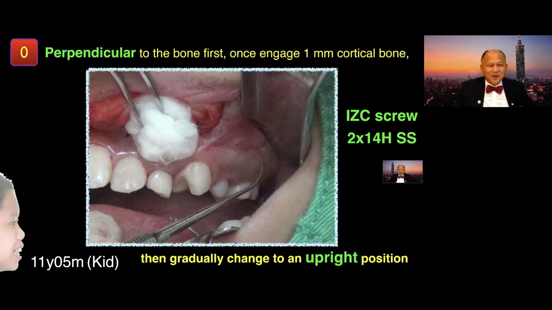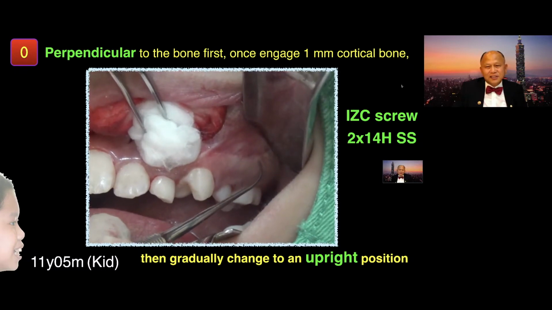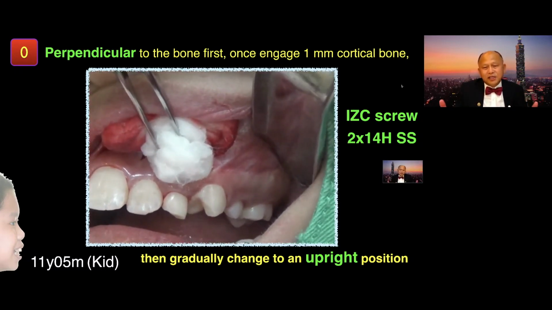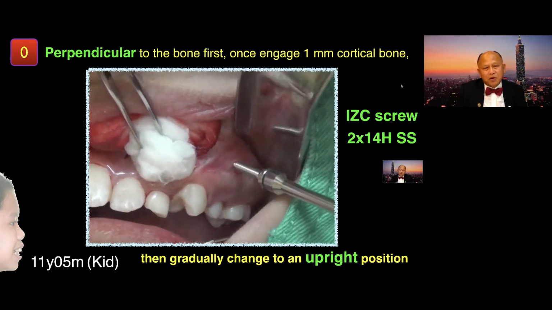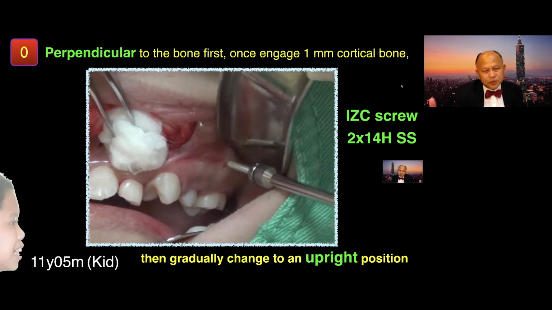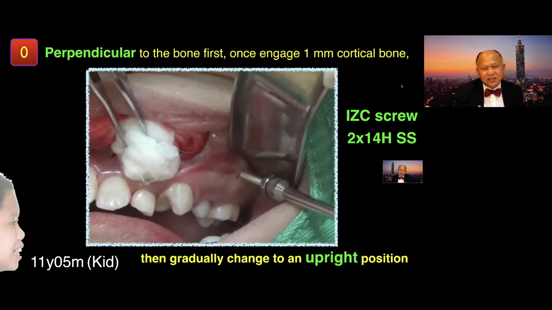So the way I did it, I put an IZC screw. So how to put this IZC screw? Easy. I use this tool called Explore to make a physical rehearsal where I want to put a screw, which is an indentation.